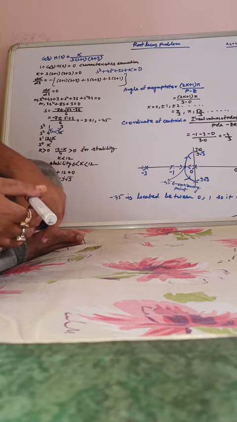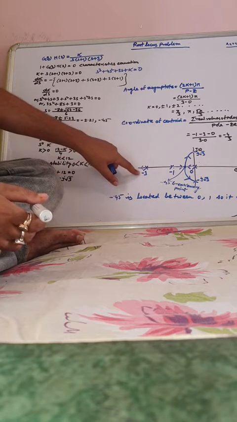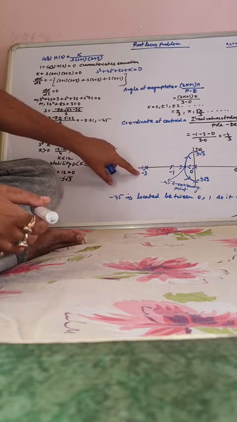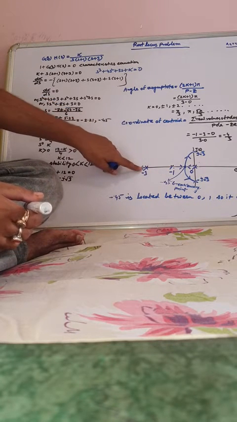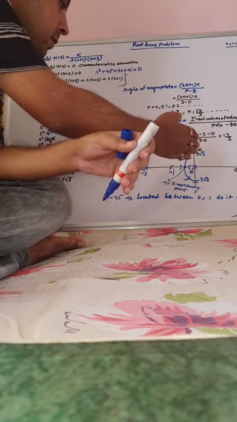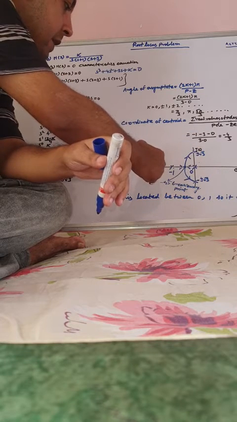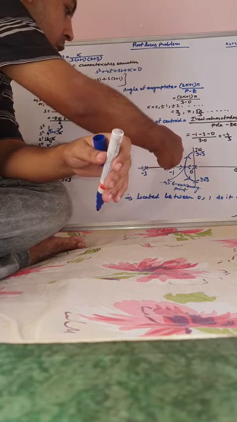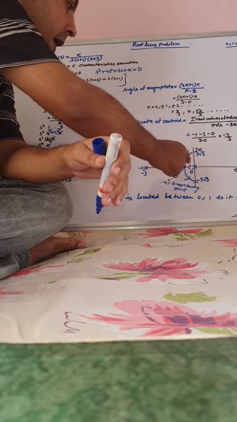Now let's see the root locus plot. Minus 3 will go to the left direction. Minus 1 will go to the right direction, because if you consider the minus 3 pole, at the right of the minus 3 pole there will be 2 poles. So in order to make the system stable, minus 3 will go to the left direction. Minus 1 has 1 pole at the right.